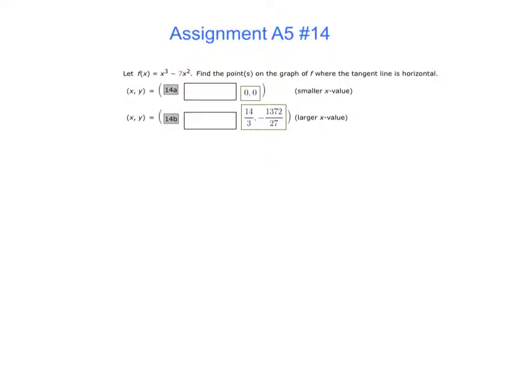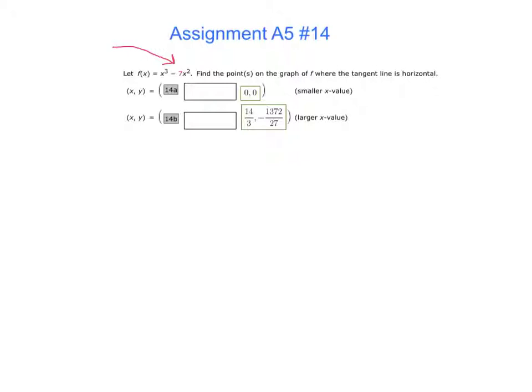In assignment A5, we're given a question that looks very similar to this. The only change that you might see on your assignment, of course, is that red coefficient, the 7, might be different. But in this version of the problem, the function is x cubed minus 7x squared, and we're asked to find the point or points on the graph where the tangent line is horizontal.